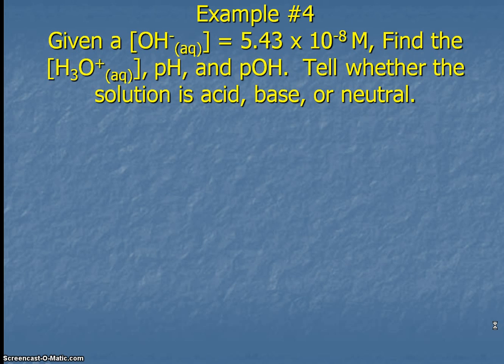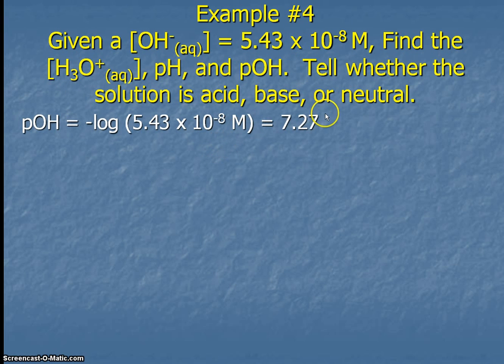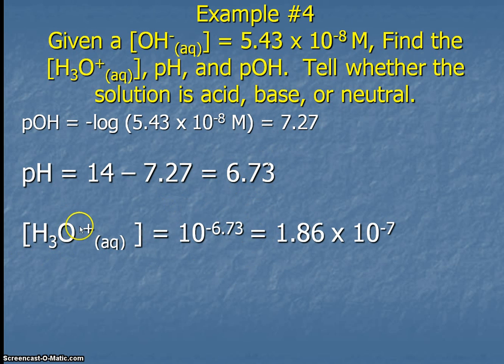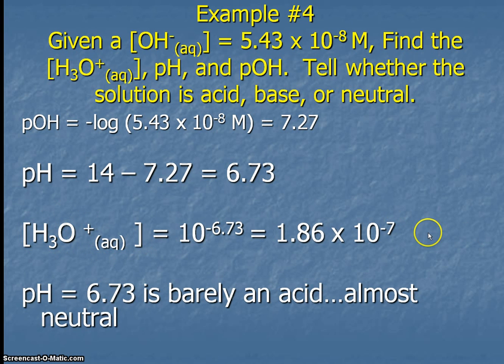Here's another example. We're given a hydroxide concentration. We're using a square, remember, that you have. It's bright pink that has that pathway on it. So we're going to find the hydrogen concentration, pH, and pOH. Easiest thing to do first is go minus the log of this, and we get the pOH. Subtract it from 14, we get the pH. Go 10 to the minus pH, and we've got the concentration of hydronium ion. Remember, these need to be molarity. 6.73 is barely an acid right here, so it's almost what we would consider neutral.